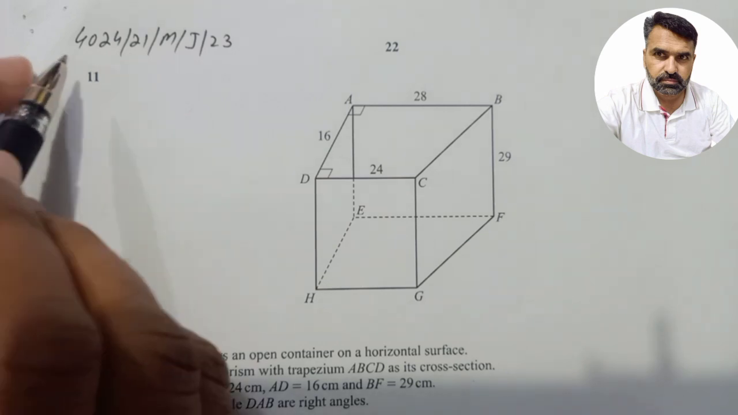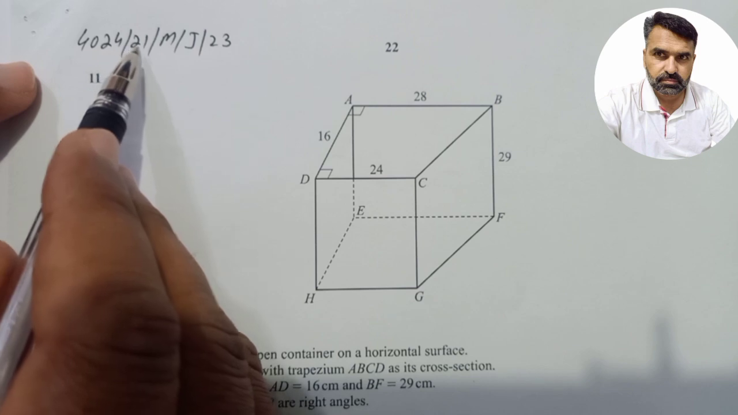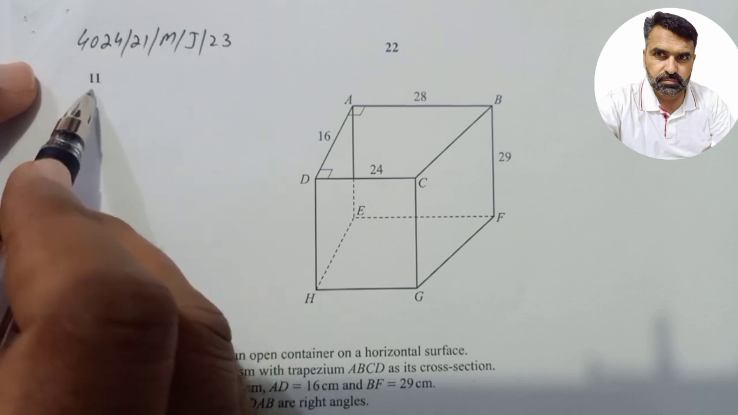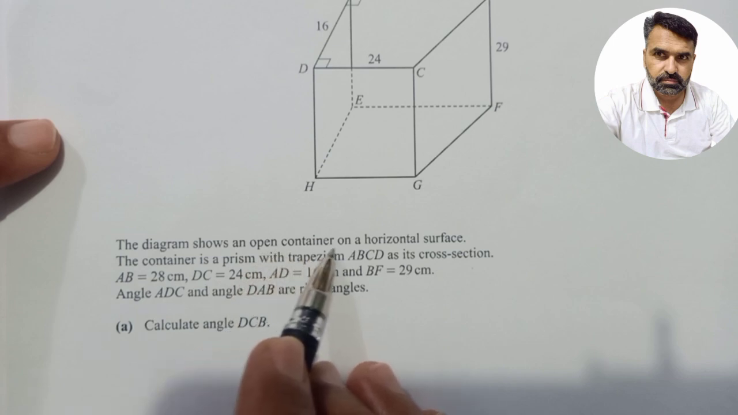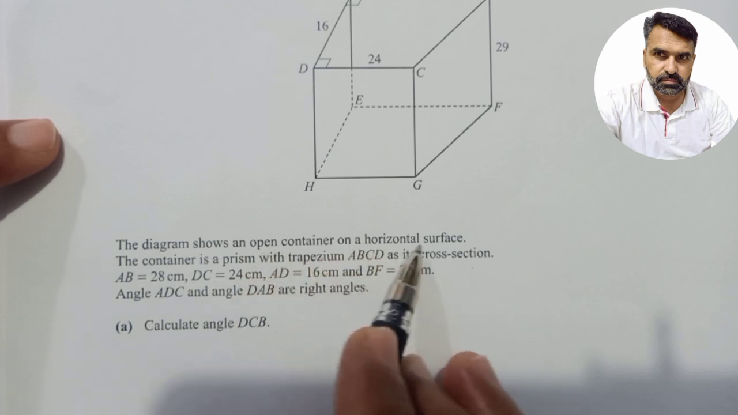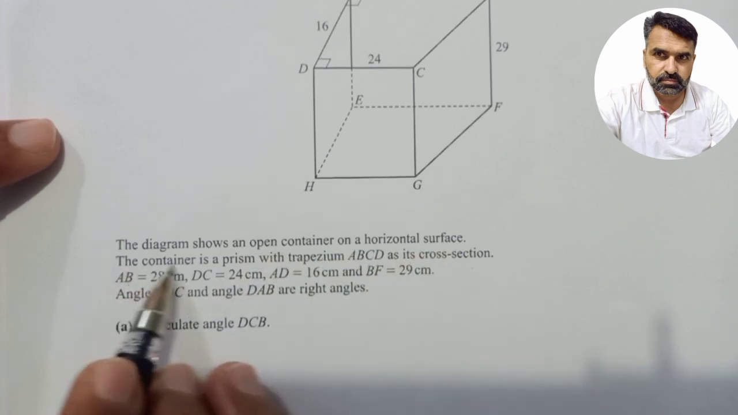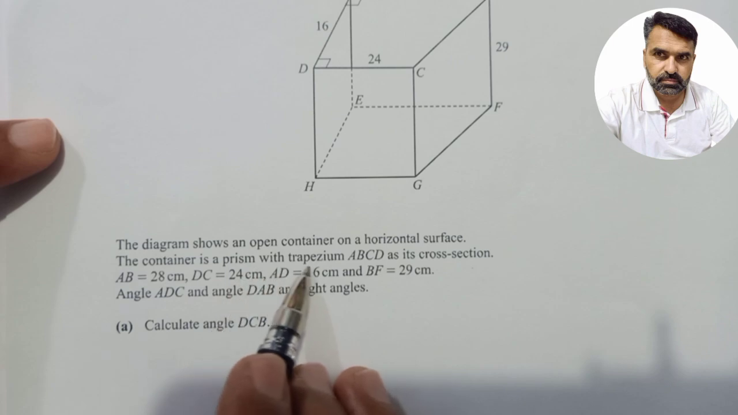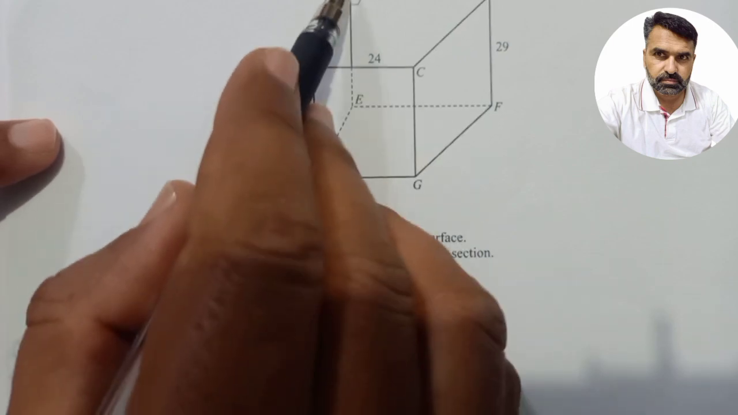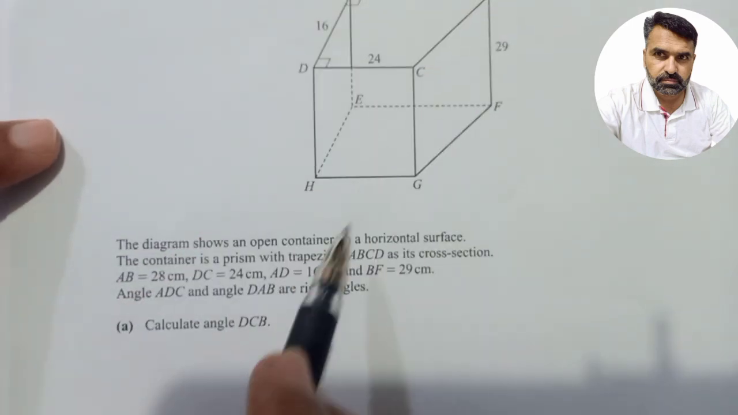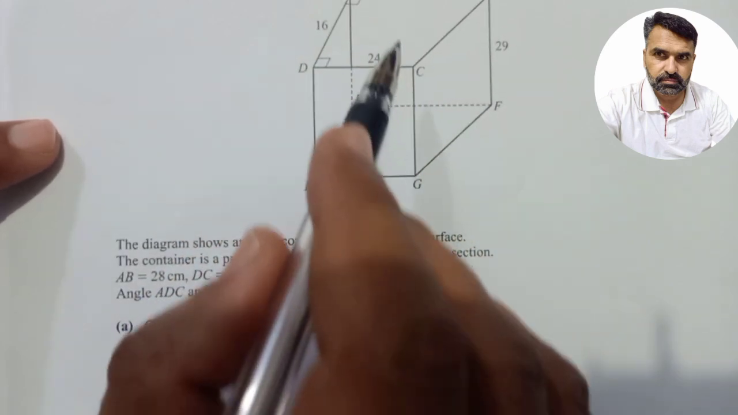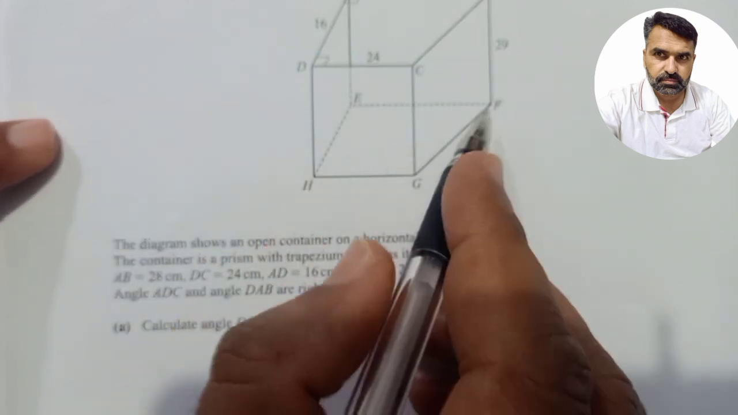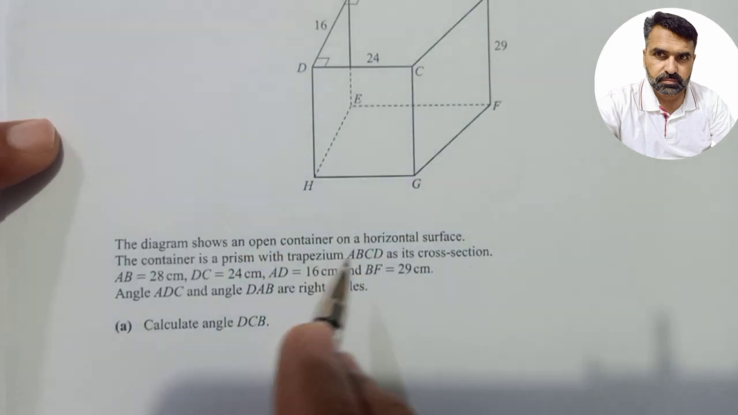Dear students, O level mathematics 4024/21, May/June 23, question number 11. The diagram shows an open container on a horizontal surface. The container is a prism with trapezium ABCD as its cross section, and FB is the height.